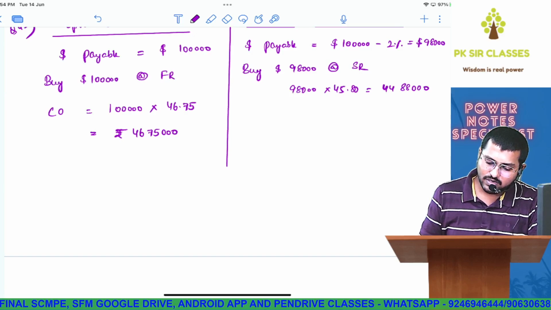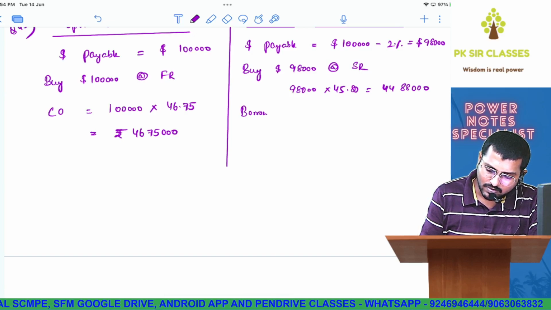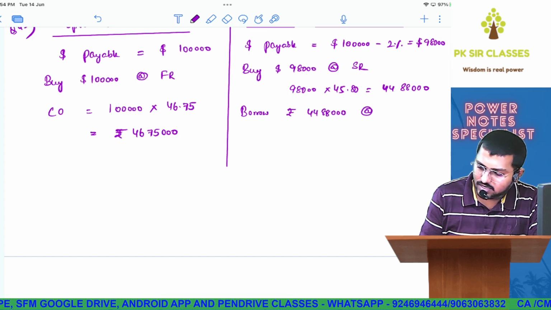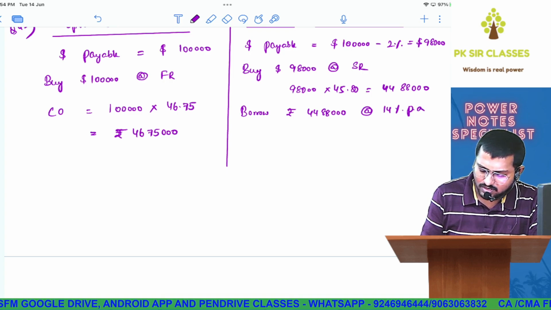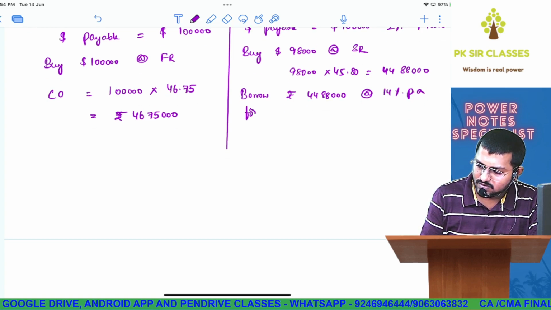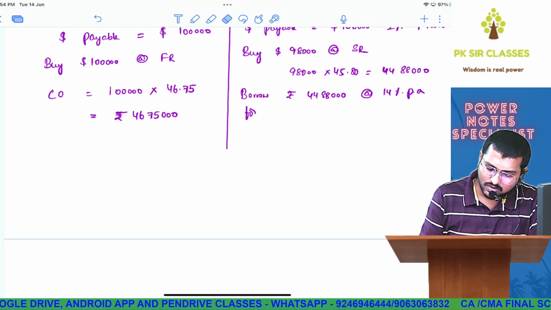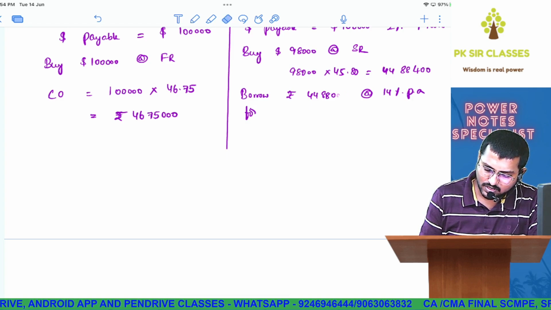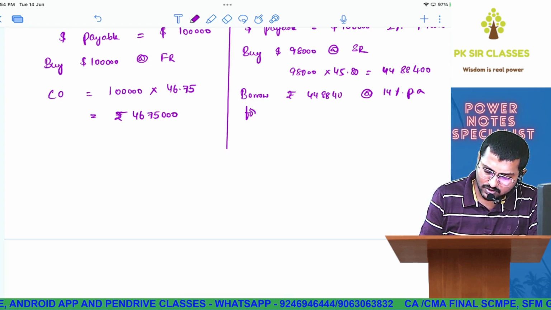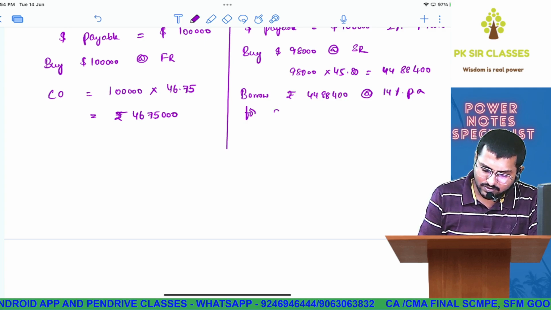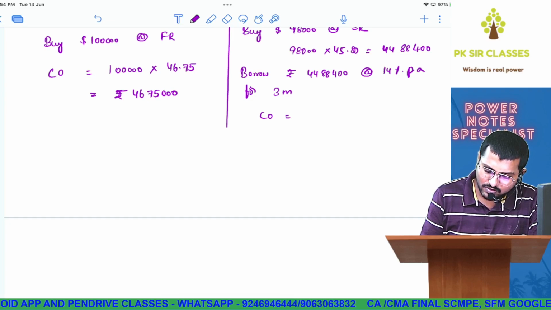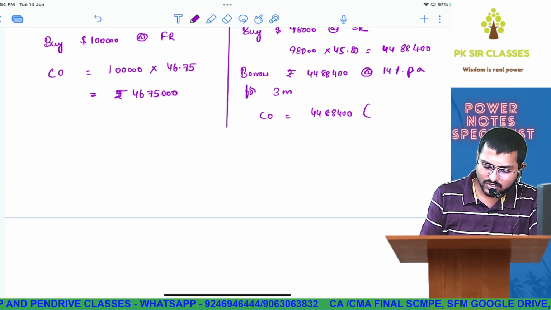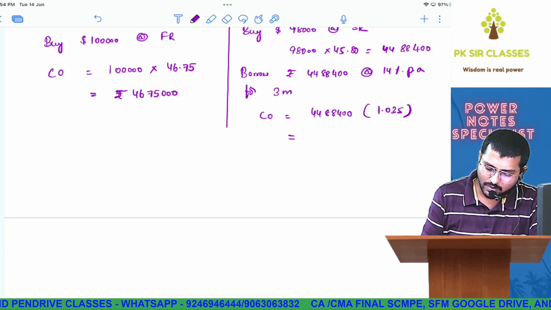Okay. But today only if you have to pay, where will you get money? By borrowing. So borrow 44 lakh 88,000 in India. How much is the rate? 14%. 44 lakh 88,400 it seems. Okay, just take it as approximation. 14% per annum for how many months? 3 months. So cash outflow is equal to 44 lakh 88,400 at 14%, which means 3.5% for 3 months, so 1.035.